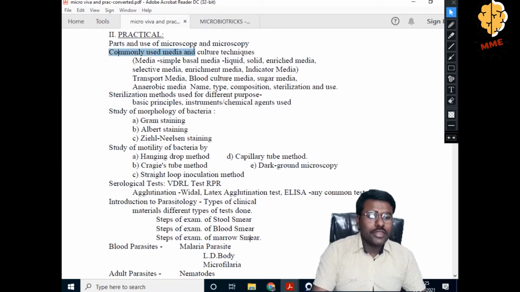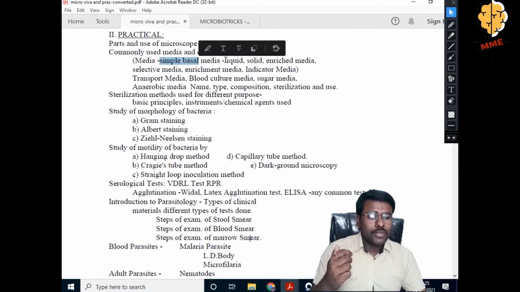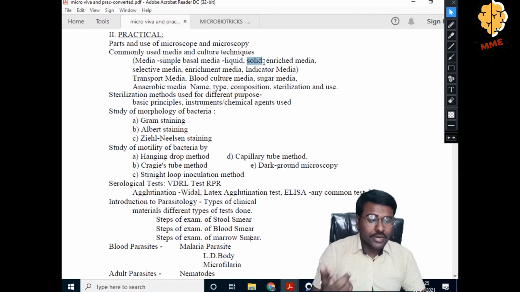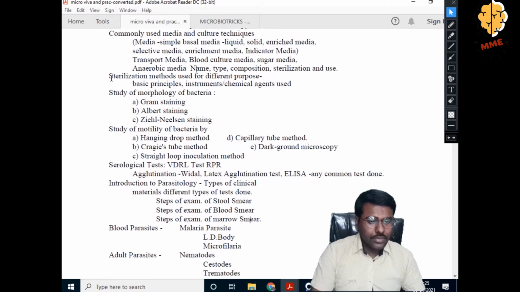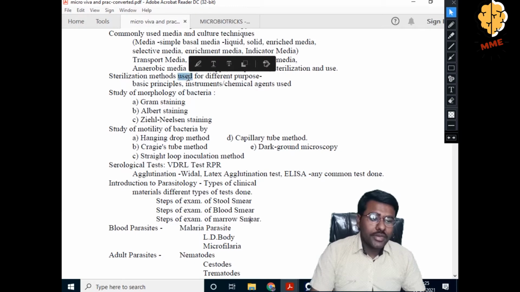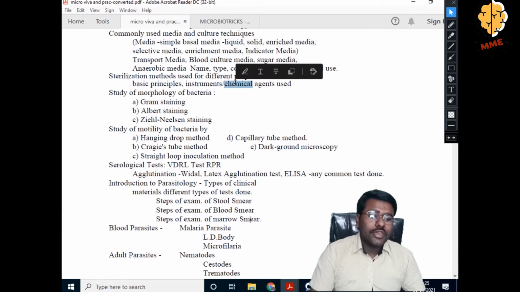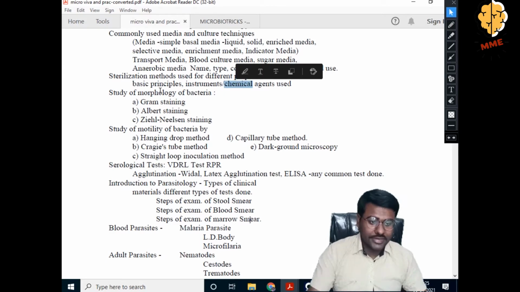Then you have to study the culture media and the culture techniques, like simple methods, what is agar, then enrichment media and enriched media, some transport media, blood culture media. They are important questions. Then you have to study the sterilization methods and the purpose of sterilization, like what is the basic principle of sterilization, what is the instrument sterilization, what is the chemical agent for sterilization. You have to study that.